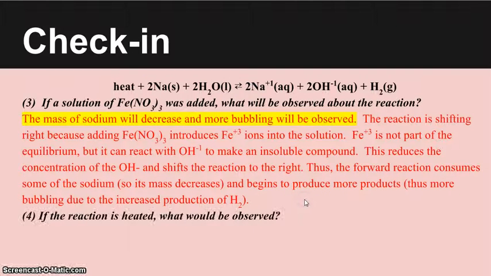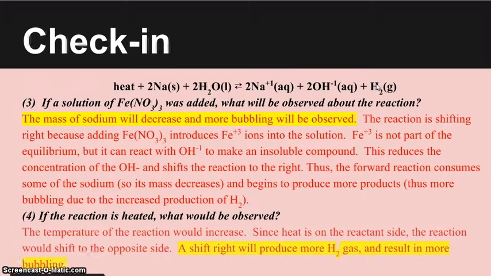And then lastly, number 4, if the reaction was heated, what do we see? Well, heat is here on the left, and if you heat something up, we're going to see it shift to the opposite side. So we'd see a shift to the right, and we'd see more hydrogen gas being created as a result, which is exactly what I said.